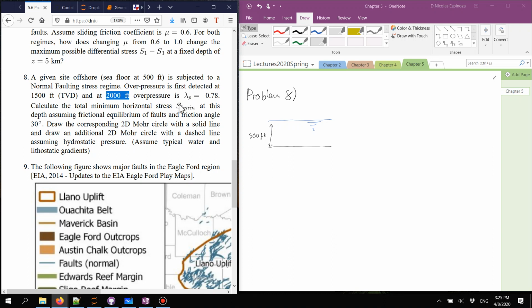All right, so let's add here 1,500 feet in order to consider what is below the seafloor. And what is happening at this particular place is the assumption that you have faults that are going to be limiting the state of stress in this particular location.